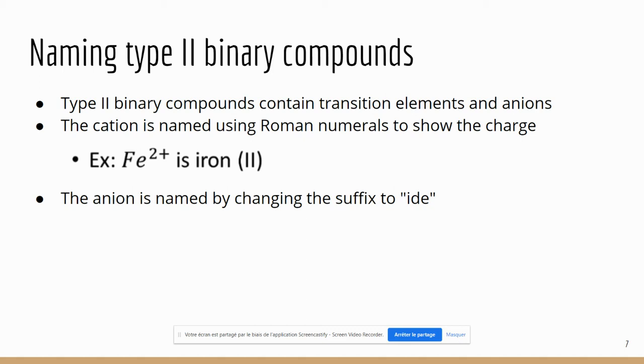So for Fe2+, it's iron 2. If it were 3+, it'd be iron 3. Has to be in Roman numerals. You're not going to see anything higher than, the absolute limit would be 10, but I can't think of a time I've ever assigned anything that was higher than 6. And then just as before, the anion is named by changing the suffix to IDE.